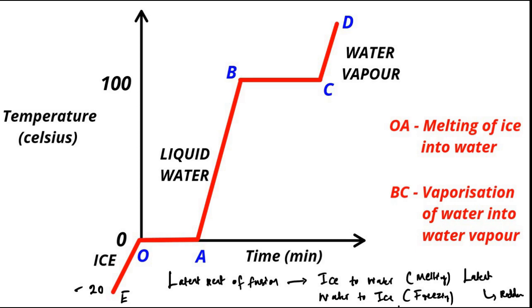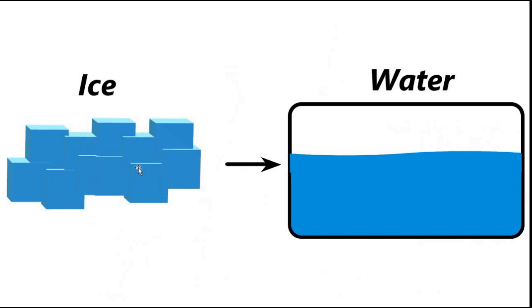So when all of the ice is completely melted, we get liquid water at 0 degrees Celsius. This is solid ice at 0 degrees Celsius, and this is liquid water at 0 degrees Celsius. All of the solid ice has been converted into water.